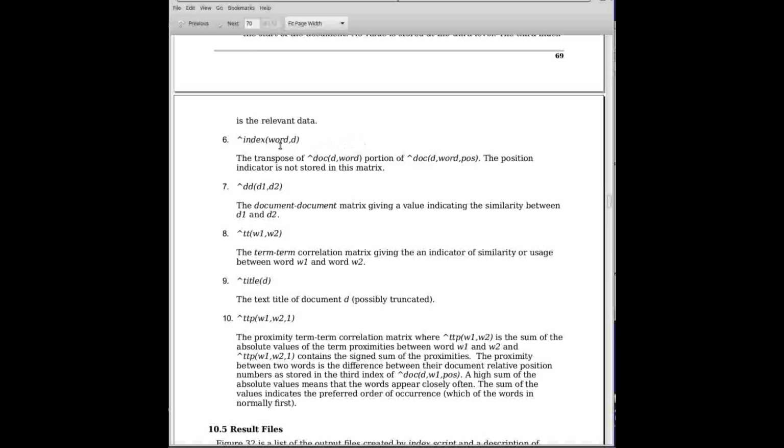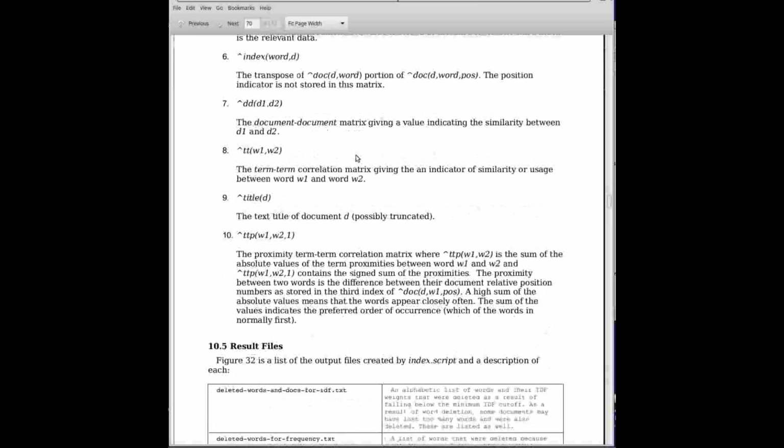So if I have a word, I can find all the documents in which the word occurred. And I will also have the weight of each word in each document. It's more for retrieval purposes. The next one is the DD matrix. It is the document matrix. It tells us the similarity between any 2 documents.